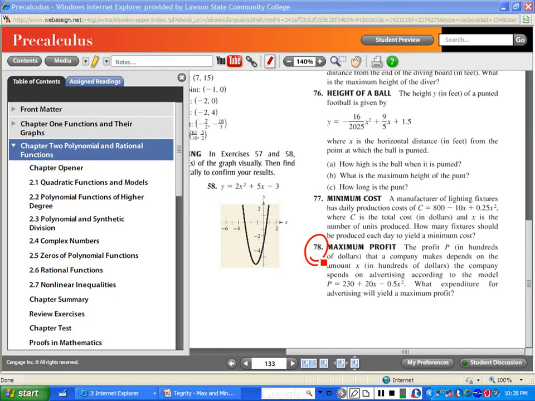And since we already know the formulas for that, all we have to do is first figure out what x is, and then we can figure out what the profit is. So what are they asking for? Are they asking for the x or the y here? It says what expenditure for advertising will yield a maximum profit. So they're really looking for the x. How much money does the company need to invest in advertising to get the maximum profit?